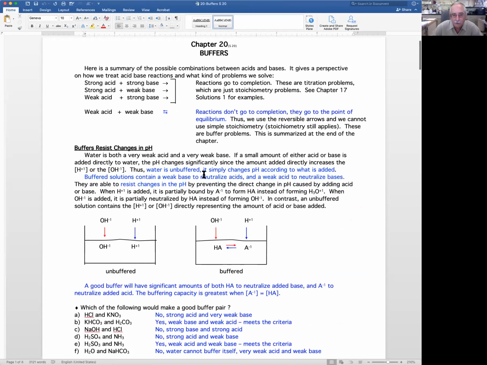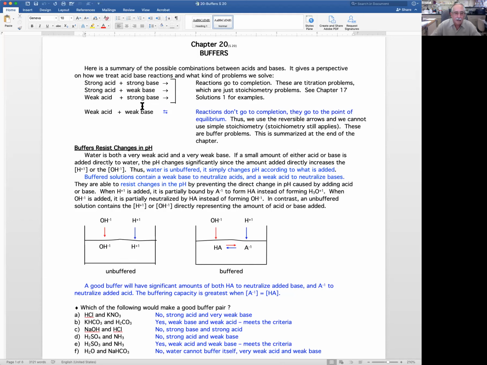Okay, so the first part is I'm looking at the different kinds of combinations of acids and bases for a neutralization reaction. If I take a strong acid and a strong base, they completely react. It's a one-directional arrow. The reaction goes to completion. That's a titration problem. We cover that in chapter 17 and in chapter 19. If I take a strong acid and a weak base, the strong acid is enough to make it go to completion, and again we have a titration problem. We have a weak acid and a strong base. The strong base makes it go to completion. Again, that's a titration problem.